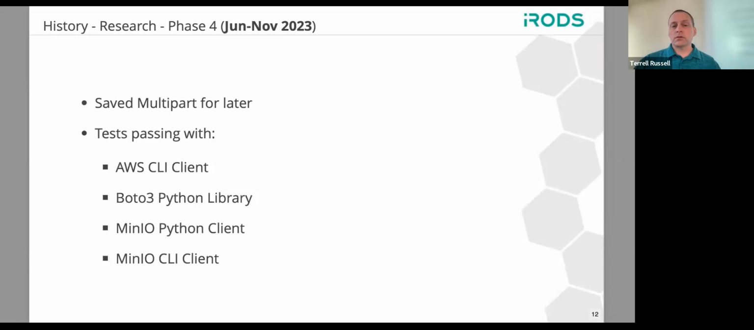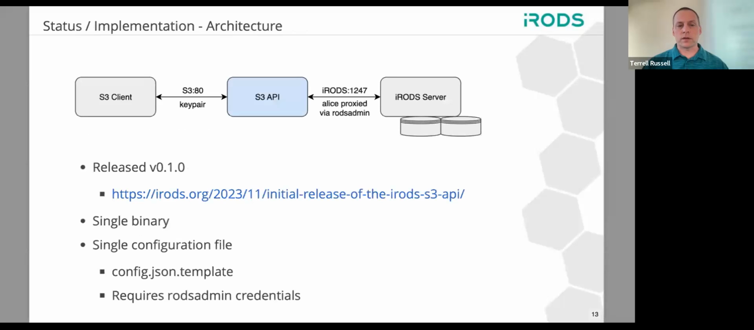By June, we started to have some tests, and then by November, and of course now December, we've shown success with the AWS client, the Boto3 library, MinIO, both the Python client as well as the command line. And these are working and part of our test suite.